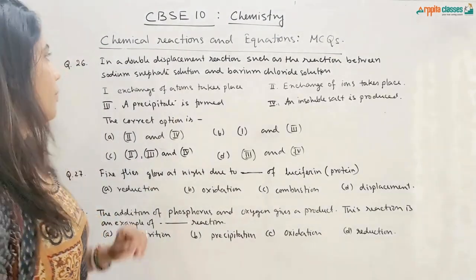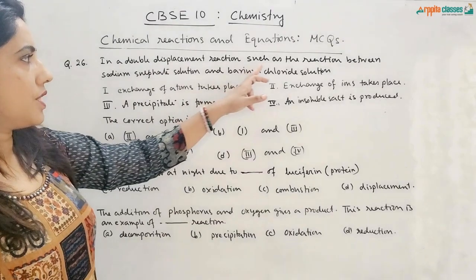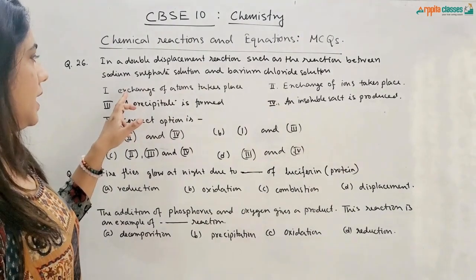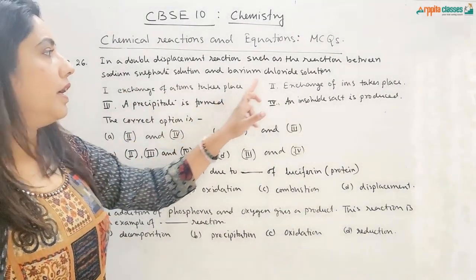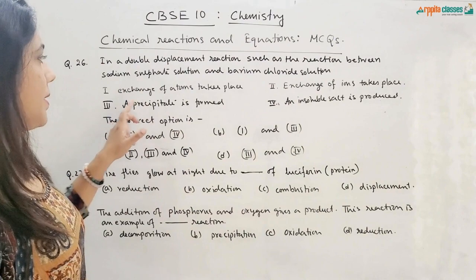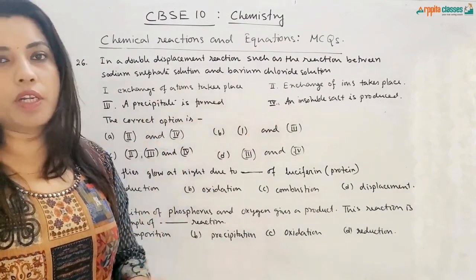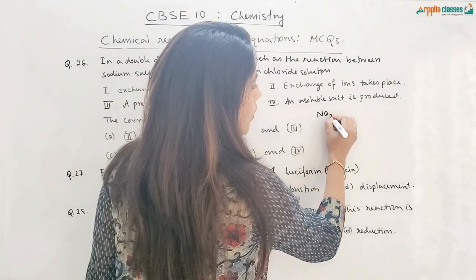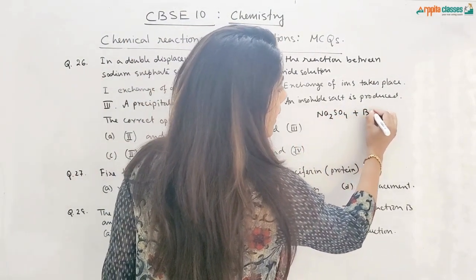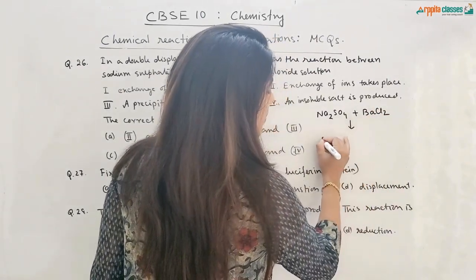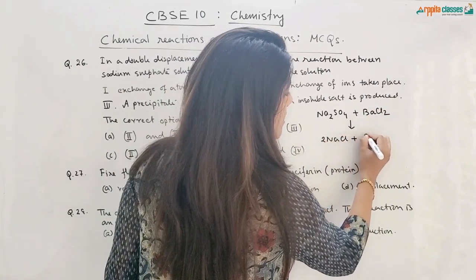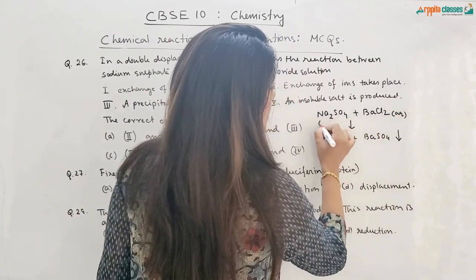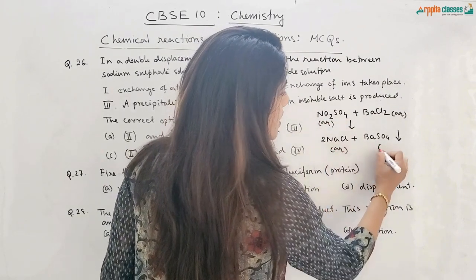The next MCQ we have is, in a double displacement reaction such as the reaction between sodium sulfate solution and barium chloride solution: exchange of atoms takes place, exchange of ions takes place, a precipitate is formed, an insoluble salt is formed. The reaction between sodium sulfate and barium chloride gives us 2NaCl plus BaSO4 precipitate. All the others are aqueous.